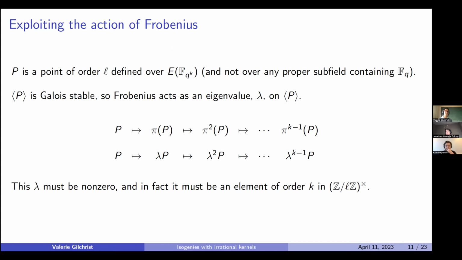So for us, this means that Frobenius is going to act as an eigenvalue lambda. So instead of applying Frobenius, you can do scalar multiplication by lambda. And the same for composition. Instead of applying Frobenius twice, you can just multiply by lambda squared. To find lambda, it's going to be non-zero, and it's going to be an element of order k in the multiplicative group of integers modulo L.